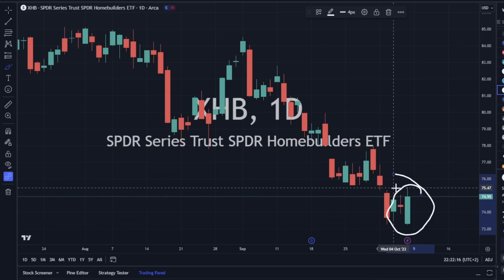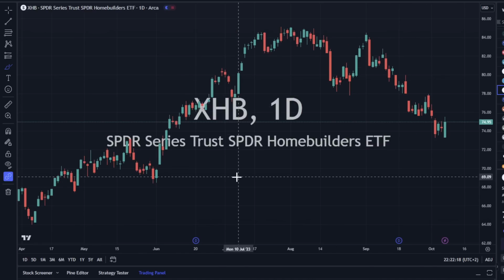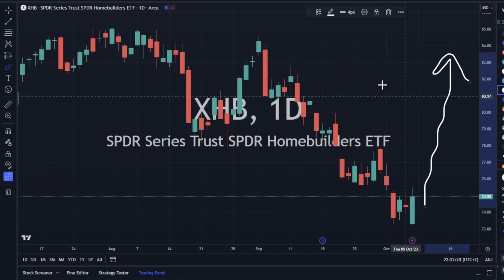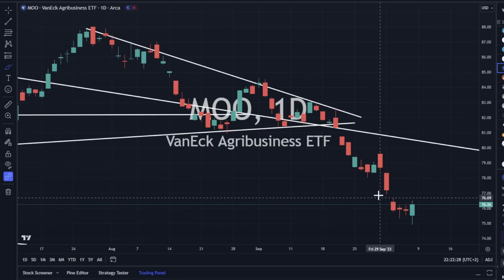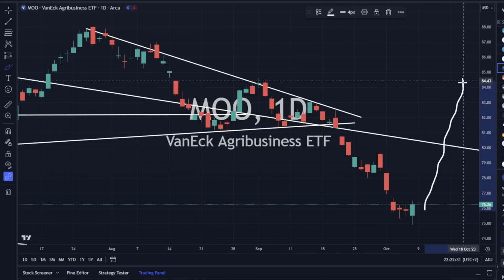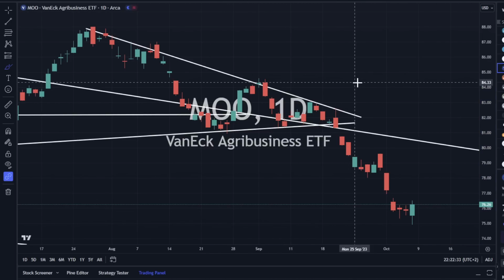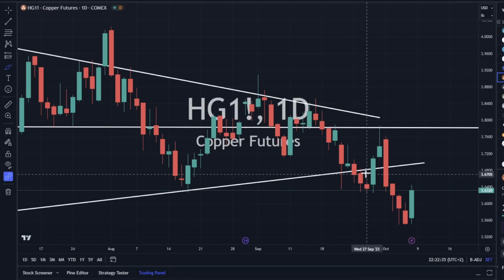XHB throwing in the bullish engulfing. Now we're getting more evidence that we could be putting in some sort of bottom in home builders, S&P. It's all kind of interconnected. The whole market, it's all financialized, guys. It's all financialized. Evanek agribusiness probably putting in a bottom. It's a bullish engulfing to go higher.